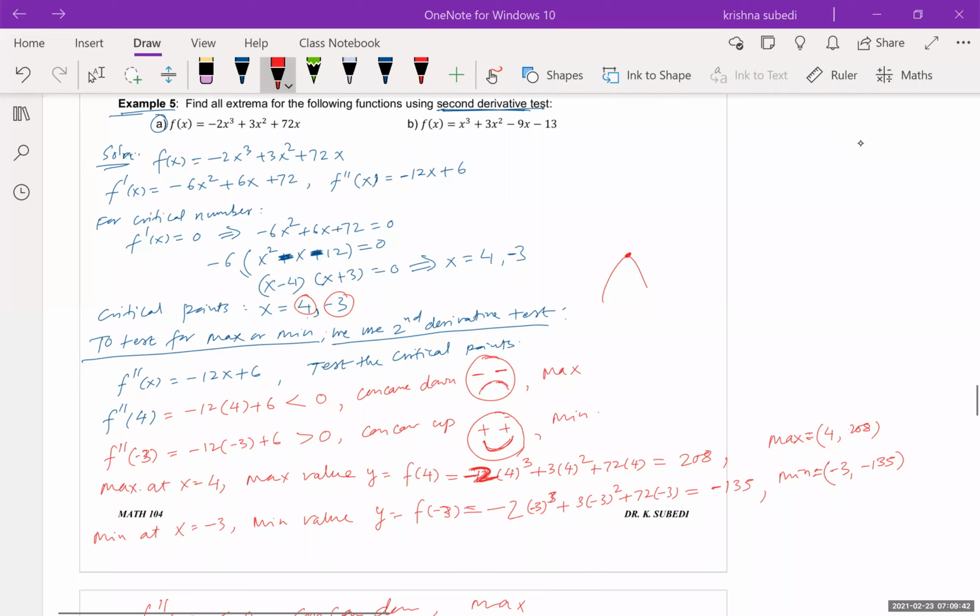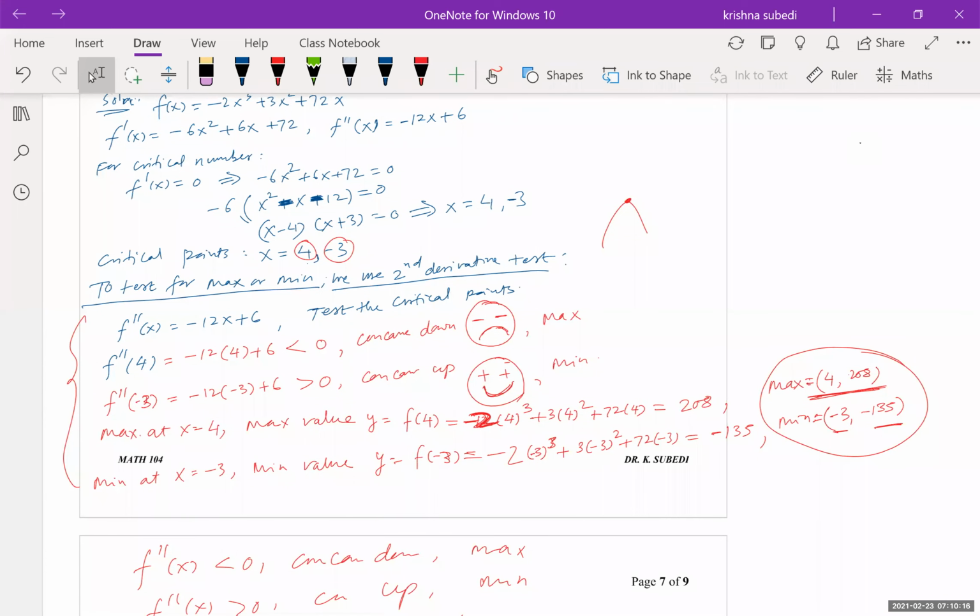So our final answer is maximum at 4, and the maximum value is 208, and minimum at x equals -3, and the minimum value is -135. So I trust that you can handle part B very similarly. Like I said, you can use first derivative test or second derivative test, doesn't matter. But most of the time, the second derivative test is a lot easier. It makes your life easy. But the drawback is that sometimes this method fails.